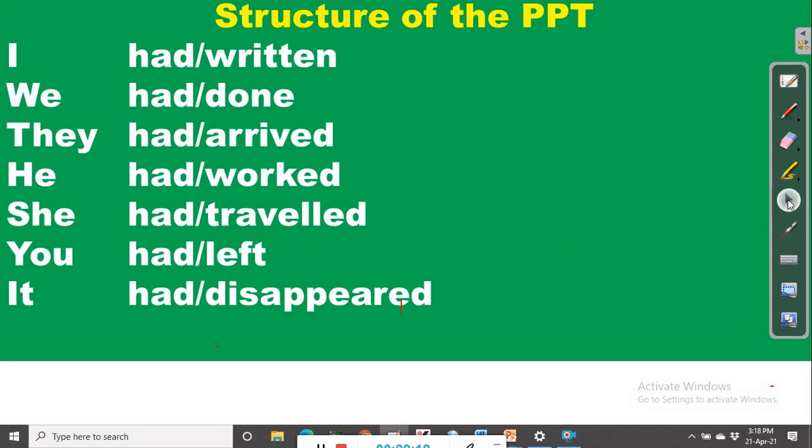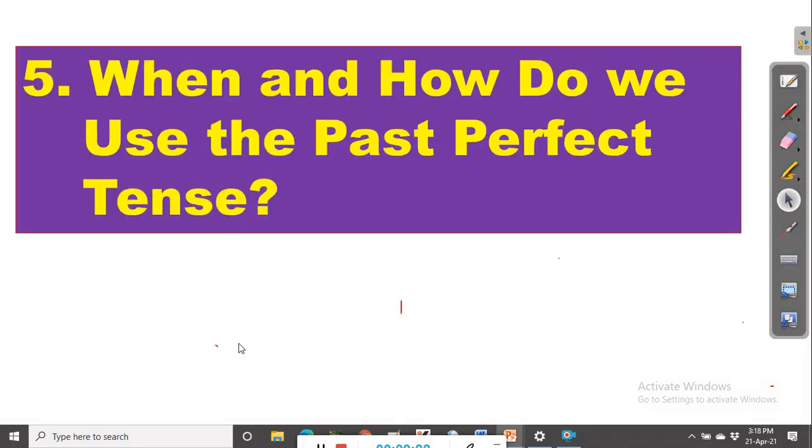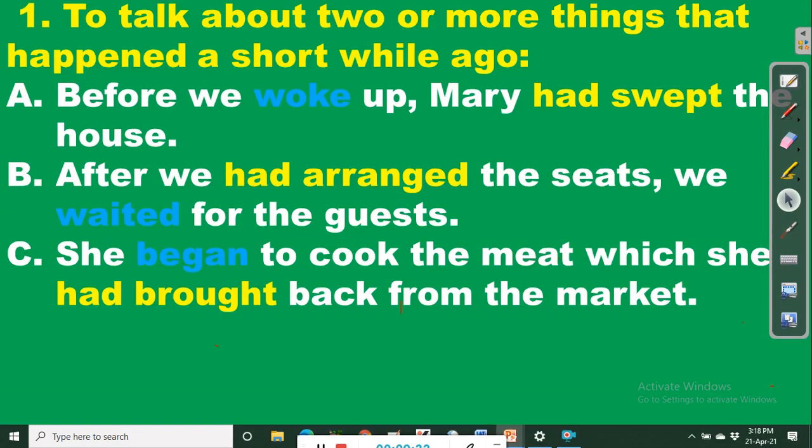All right. So having looked at the structure, then let's look at when and how we can use the past perfect tense. When and how do we exactly use the past perfect tense? Number 1, we use the past perfect tense to talk about 2 or more things that happened a short while ago. For example, before we woke up, Mary had swept the house. Something that happened a while ago, just before we woke up. The action of her sweeping the house occurred just a little while ago.